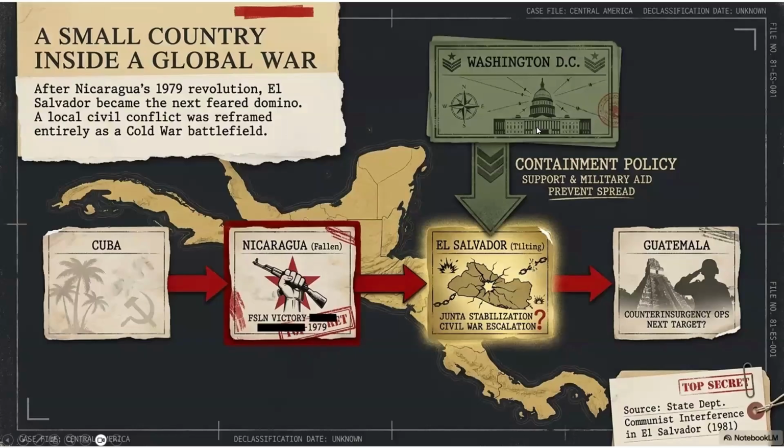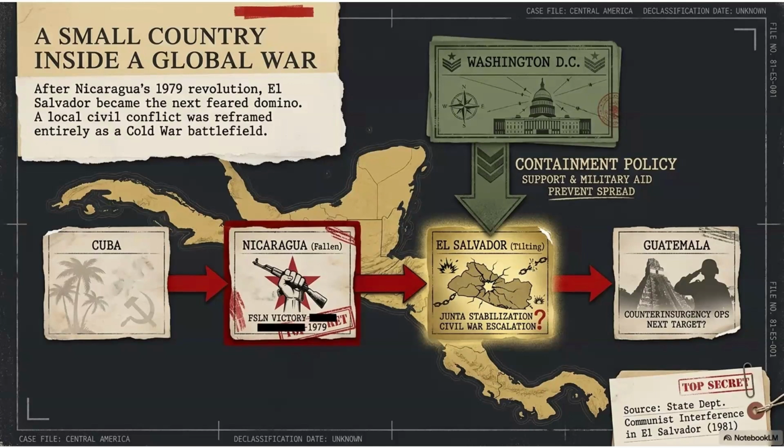Starting with the map, El Salvador is a very small country, but during the Cold War, small countries could become symbols of enormous global struggle. The reason the slide shows Cuba, Nicaragua, El Salvador, and Guatemala together is that US policymakers did not see El Salvador in isolation. They saw it through what is often called domino logic.